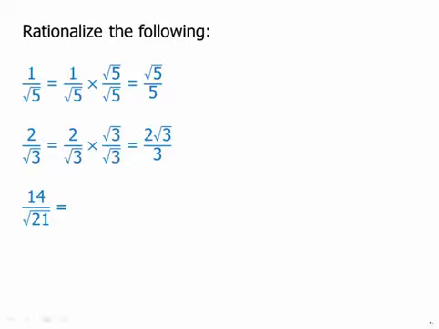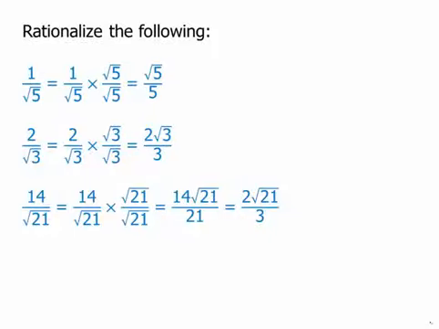In the third one, we'll multiply by root 21 over root 21. We get a 21 in the denominator. That allows us to cancel a factor of 7 and wind up with 2 root 21 over 3. Those are the rationalized forms.